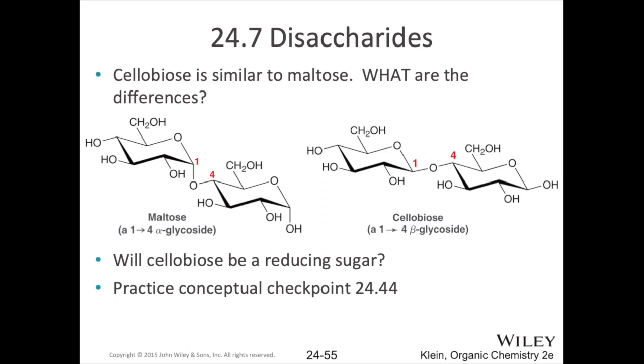So cellobiose is kind of like maltose. The only difference here is you can see that this is a beta glycoside. So it's also a 1,4 linkage, right? It's still that number 4 carbon on the other glucose molecule coming in. But the difference is, of course, that now this oxygen's pointing upwards. Okay, so it's in the beta position.